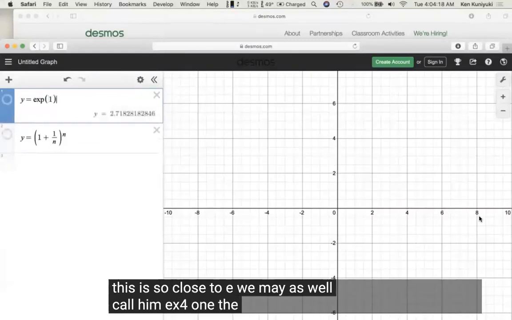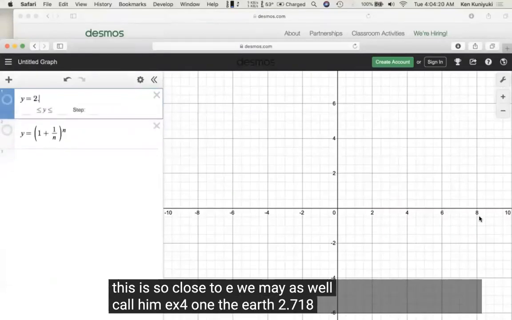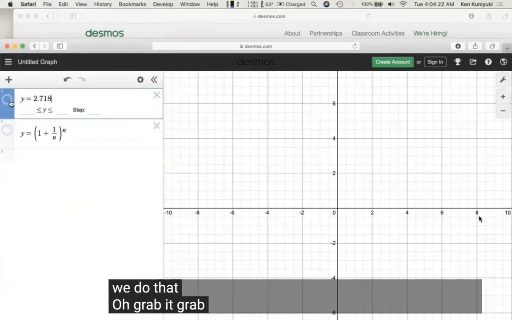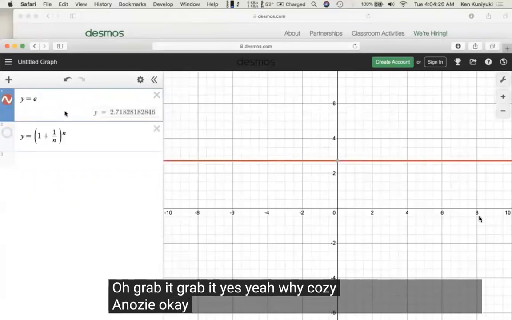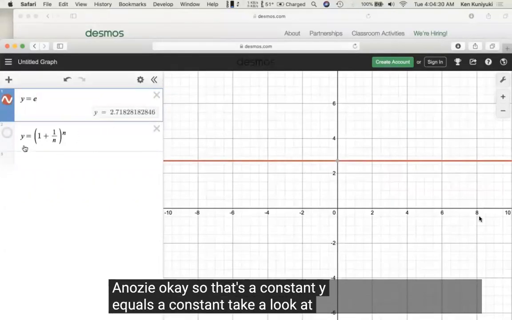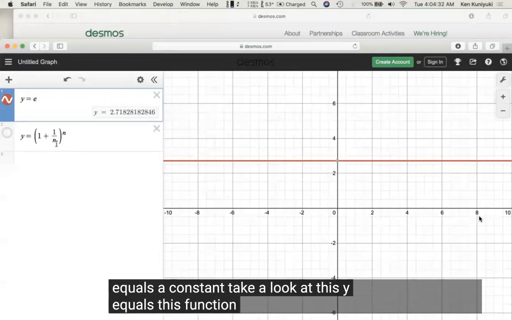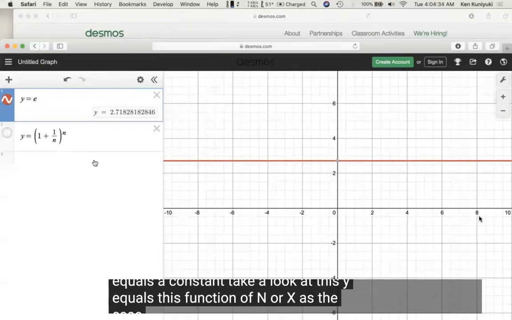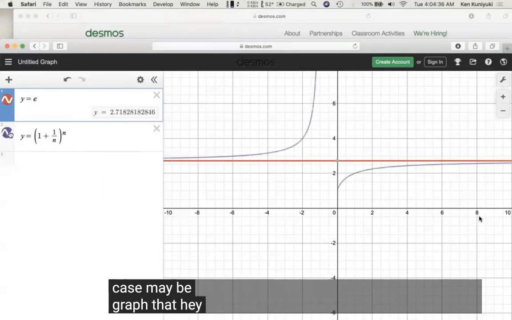X of 1, or 2.718, shall we do that? Oh, graph it, yeah. Y equals e, it knows e. Okay, so that's a constant, y equals a constant. Take a look at this. Y equals this function of n, or x, as the case may be. Graph that. Hey, look at this.